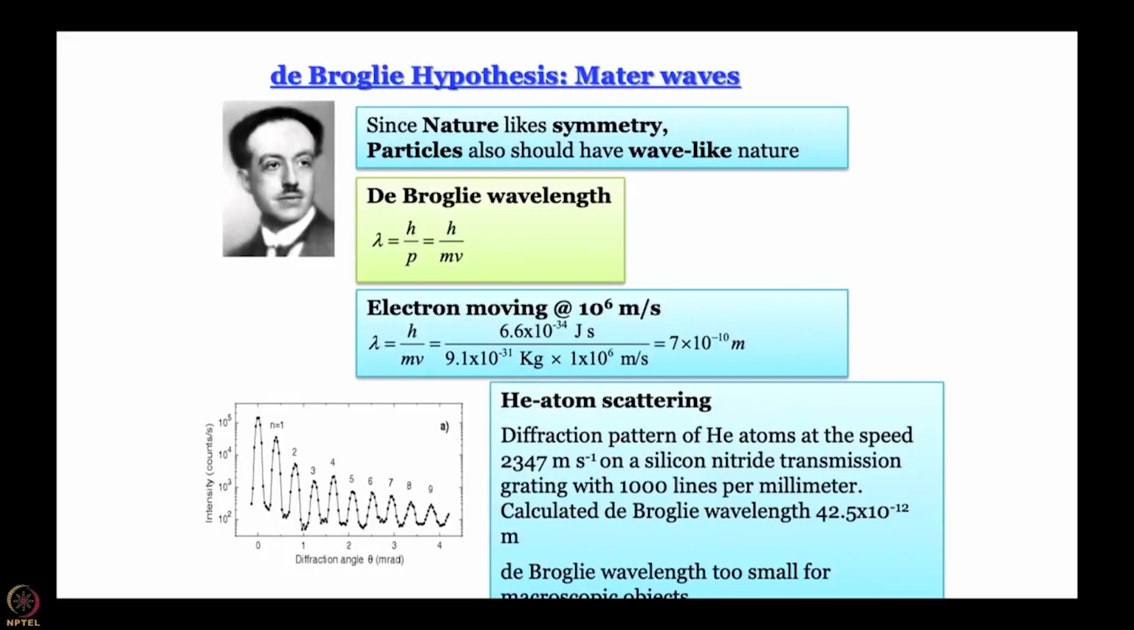The calculated de Broglie wavelength is 42.5 into 10 to the power minus 12 meter. So, even for helium it is 42.5 into 10 to the power minus 12 meter, rather small. For particles that are bigger, the de Broglie wavelength is even smaller, so you require something even smaller.